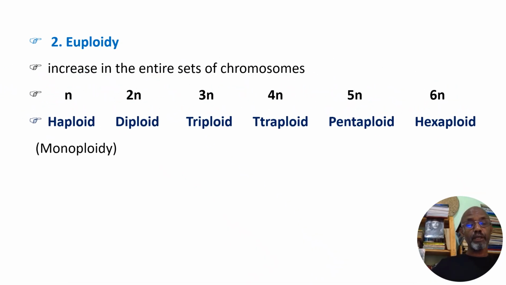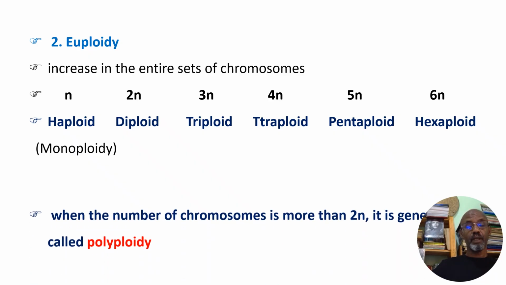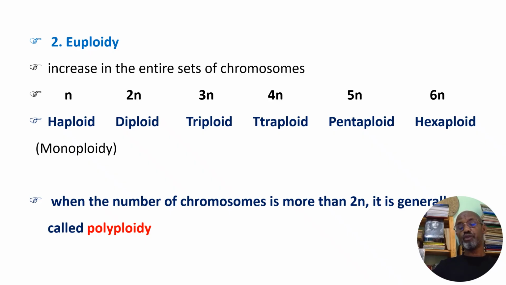When it contains n, the cell is haploid. This is not polyploidy, but this is from n monoploidy or haploidy to 2n diploid, 3n triploid, 4n tetraploid, pentaploid, hexaploid, heptaploid, whatever. You see, in this case, each cell contains chromosomes which increases by n number. When the number of chromosomes is more than 2n, that euploidy is known as polyploidy.